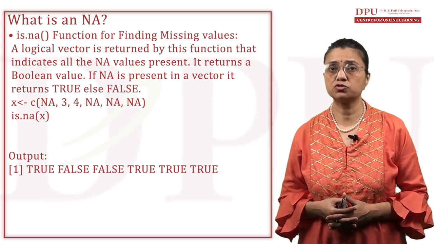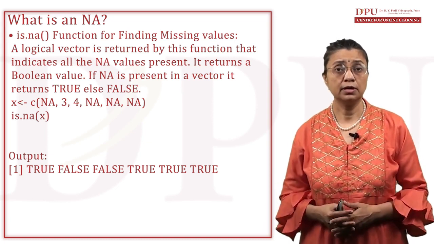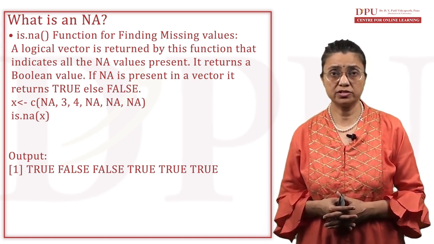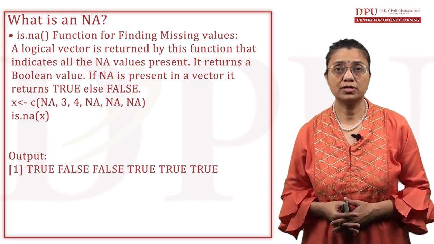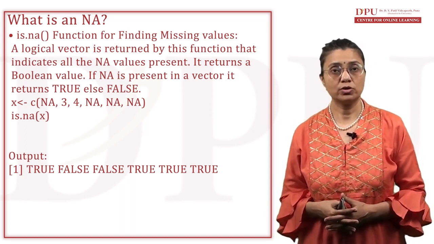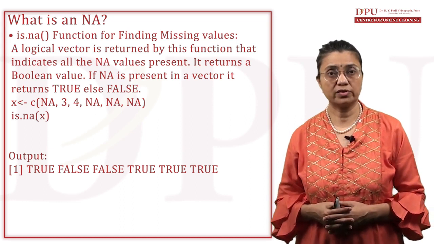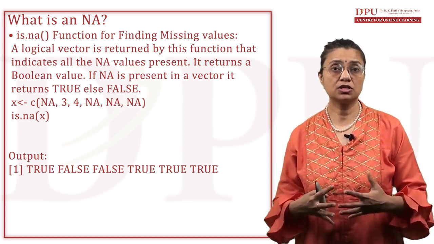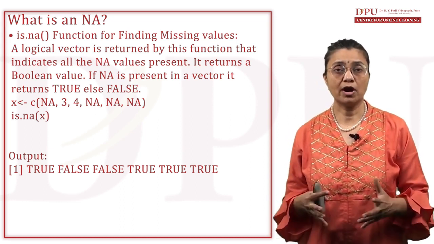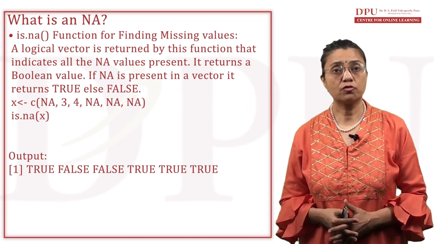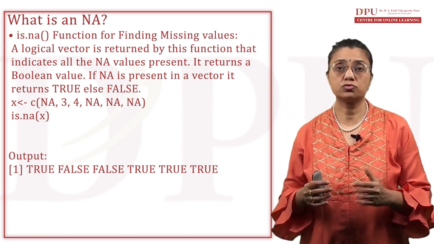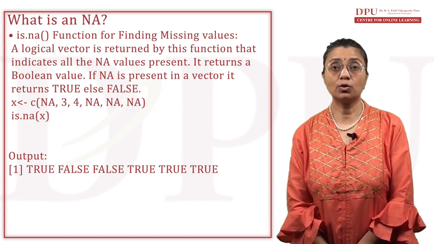In this example also, you can see x is a variable where we have created a vector of values where you can see there are 4 NAs. So, the is.na function is passing the vector x and returning the logical vector as output. You can see a list of true, false, false, true, true, true. So, that is how we are able to understand.